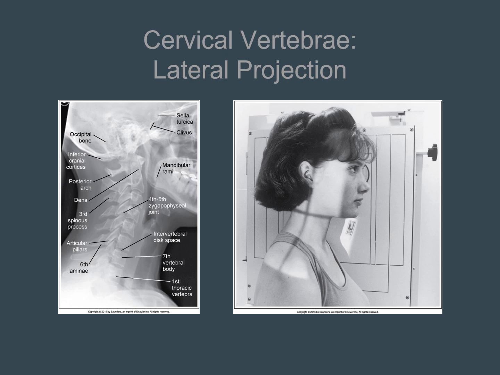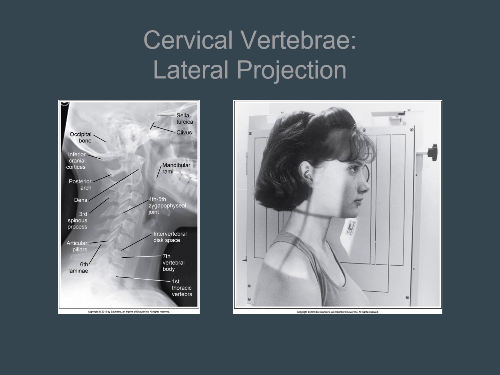The posterior arch of C1 and the spinous process of C2 are in profile without the occipital base obstructing them. The bodies of C1 and C2 are to be demonstrated without mandibular superimposition, so it's important to elevate that chin so that the positioning of the acanthomeatal line is parallel with the floor for this.